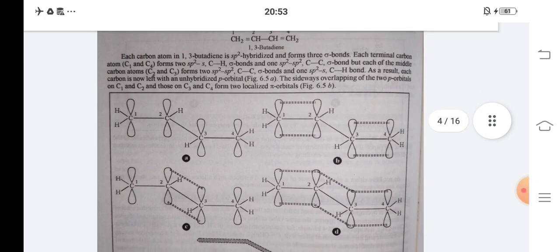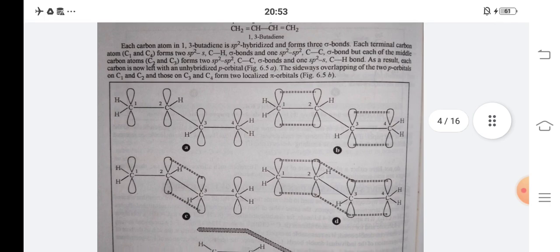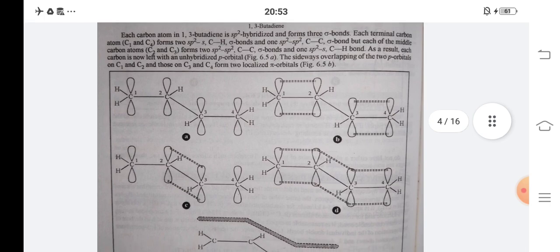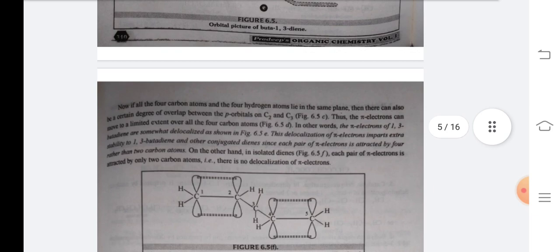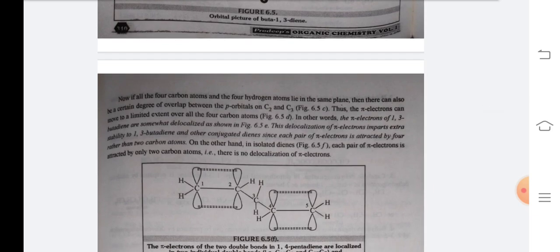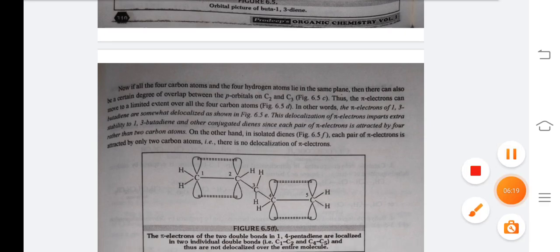The sideways overlapping of the two p orbitals on C1 and C2 and those on C3 and C4 forms two localized pi orbitals. Now, if all the 4 carbon atoms and the 4 hydrogen atoms lie in the same plane, then there can also be a sideways overlap between C2 and C3. In other words, the pi electrons of 1,3-butadiene are somewhat delocalized.